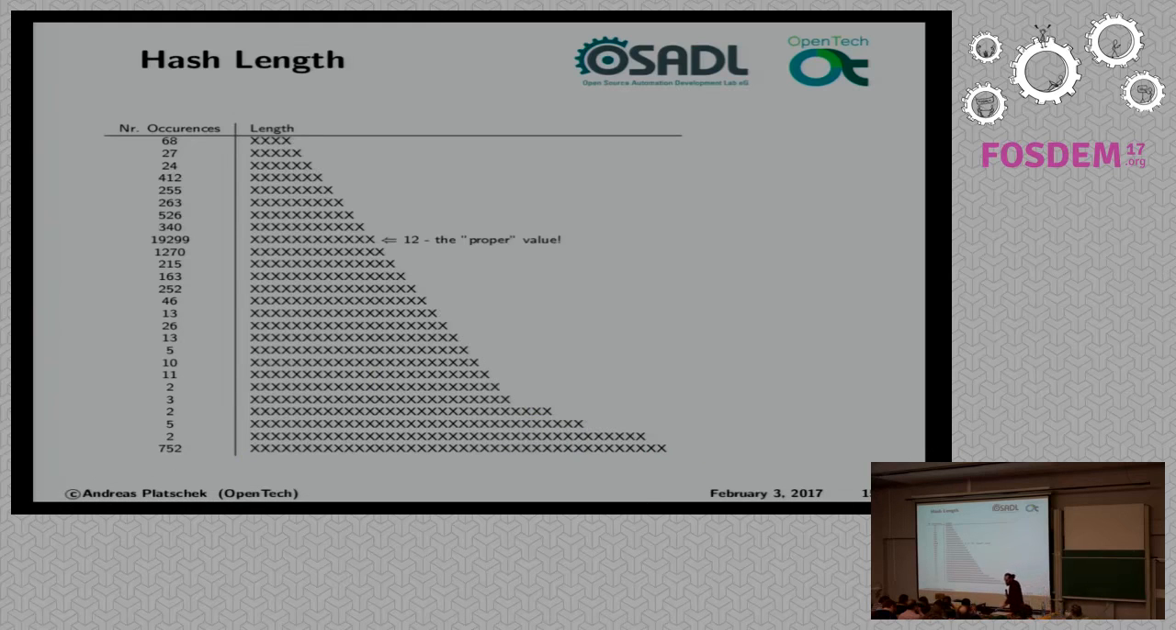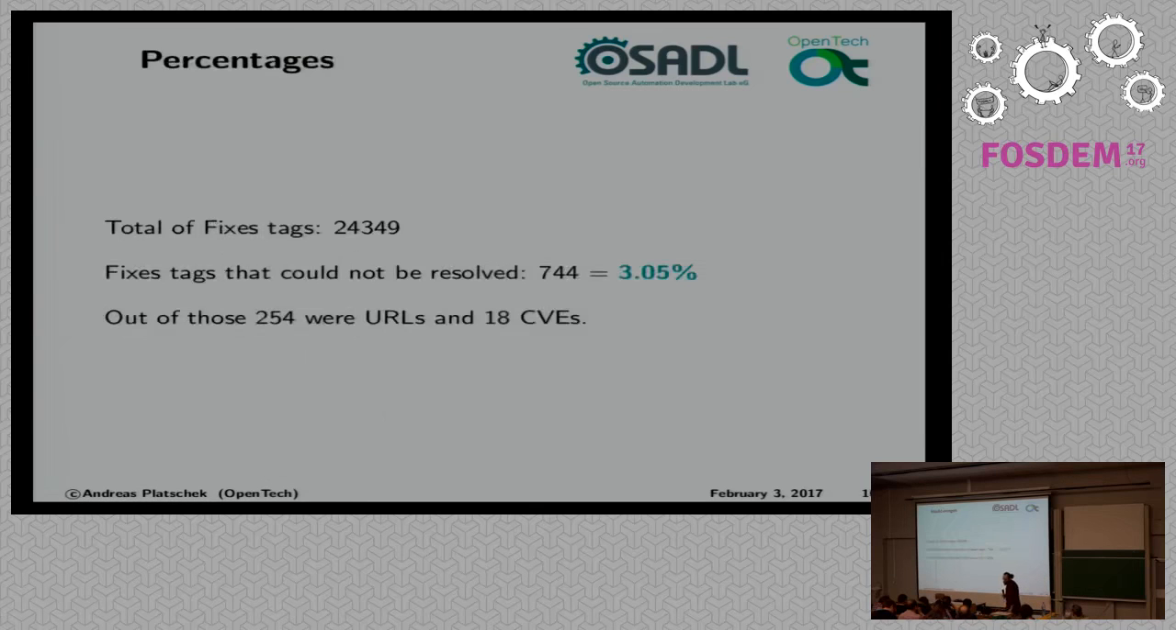Now, while these examples look like it's a bad situation, it's really not that bad. We have a total of a little bit more than 24,000 patches. And we only have 744 that could not be resolved, so about 3%. A big part of this were URLs and 18 CVEs. But there are also, for example, hashes that we can't resolve because it seems that the referenced hash is in some subsystem tree and just changed when it came to mainline.